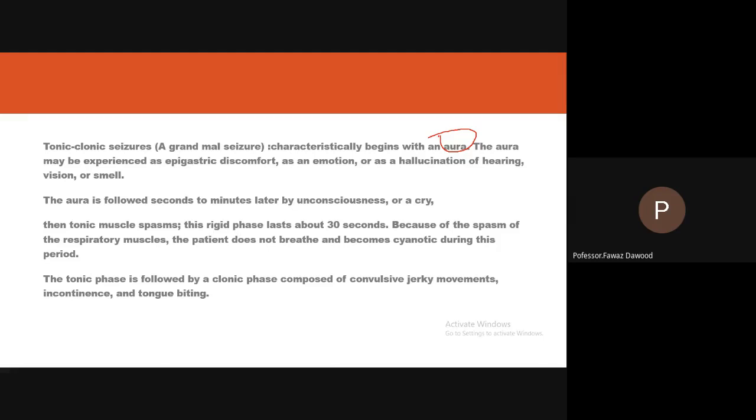Then after the tonic-clonic phase, there will be rapid jerky movement, and the patient starts to bite his tongue, which is considered serious. Please try to take care when you are dealing with a patient with epilepsy, because when the patient bites your finger, sometimes excessive trauma may occur to you.